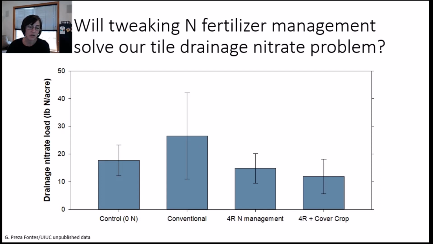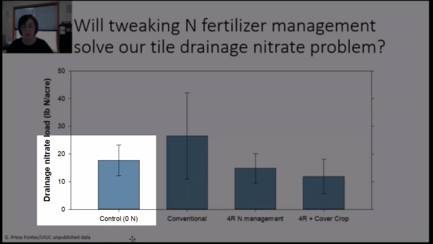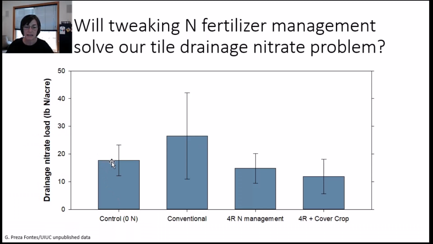The y-axis shows drainage nitrate load. This is in US customary units, pounds of N per acre. And you can see all the treatments, but I really just want you to focus in on this 0 nitrogen control. We had 4 plots where we did not apply any nitrogen fertilizer and measured what came out through the tile drain. Is this bar 0? That is not a trick question.